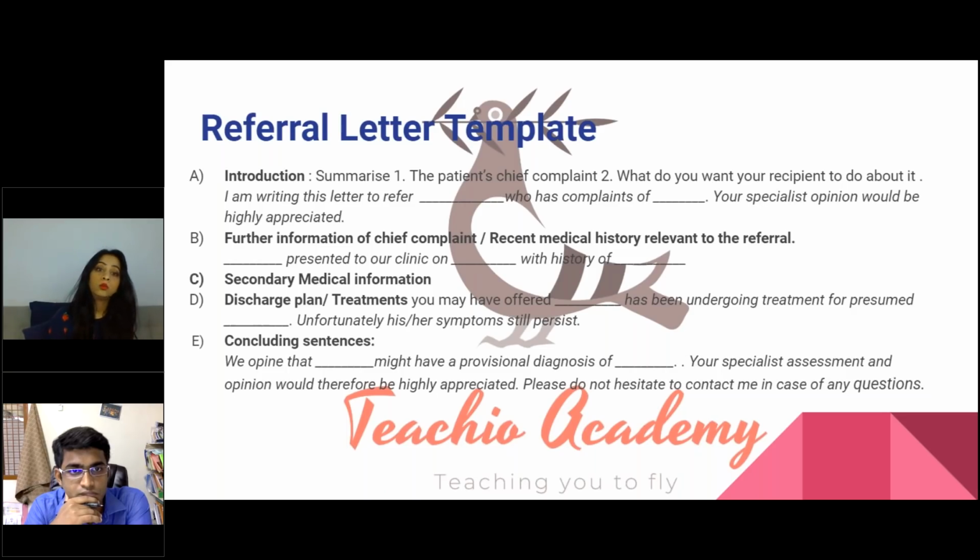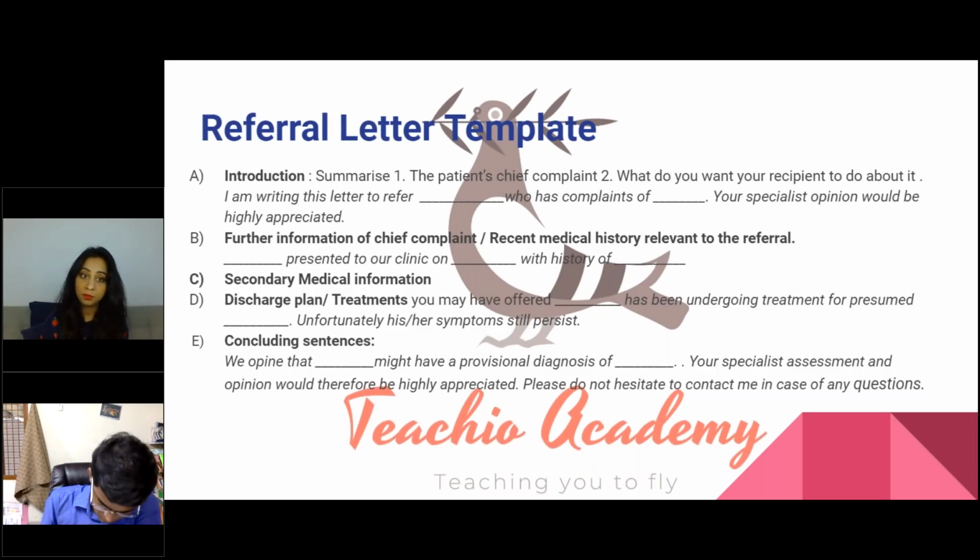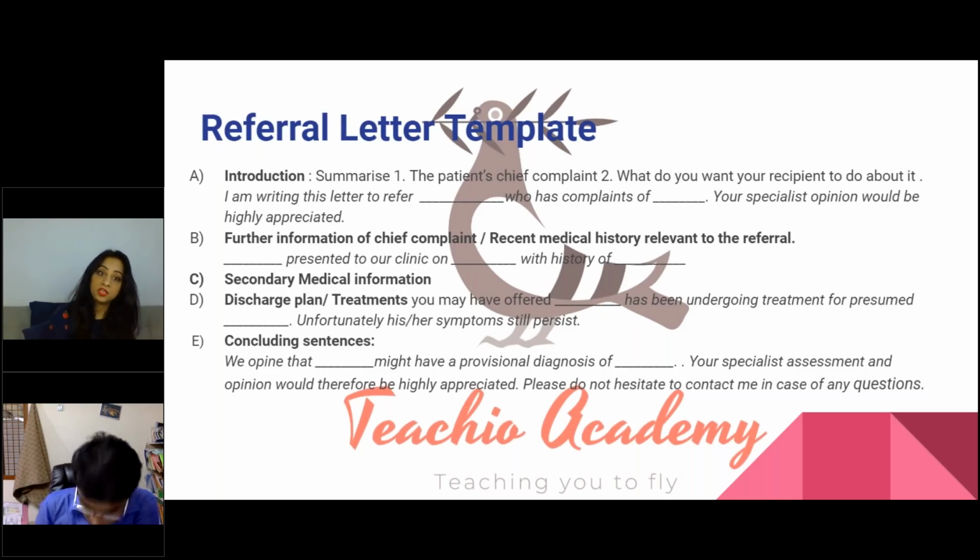So, a very good way of starting this is, "I am writing this letter to refer dash," where the dash is where you just put in your patient's name. Make sure that the salutation and the title that you're using for this patient are the same as what your case notes say.